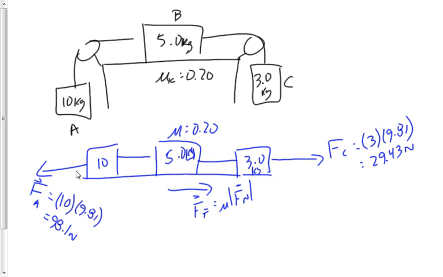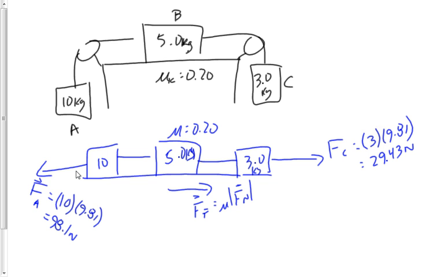Good. If the force on the left is greater than the force on the right, then it's going to move to the left. And if it's going to move to the left, the force of friction has to be to the right. It has to oppose the motion, right? So friction's going to be to the right.